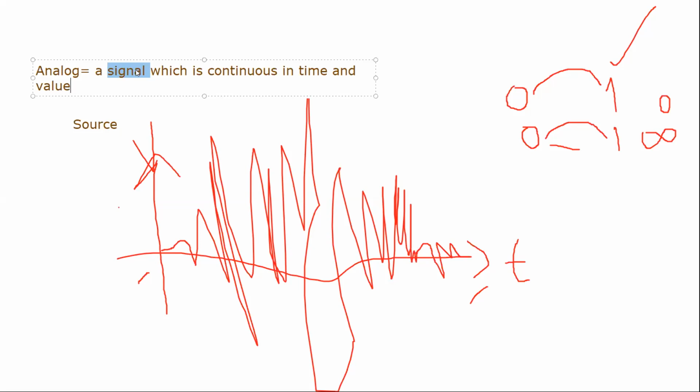Okay. However, that signal is continuous in time and value. What is the very meaning of continuous? Continuous means, this is the direct definition, infinite possibilities. Okay. This is the overall encompassing. Continuous in time and value.